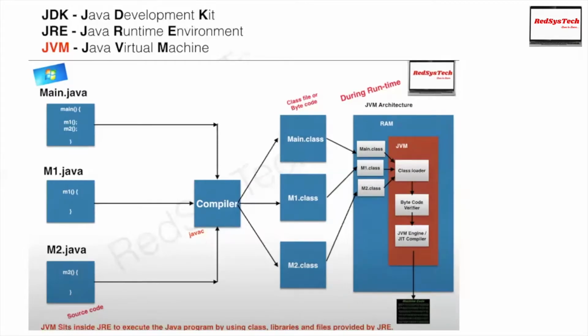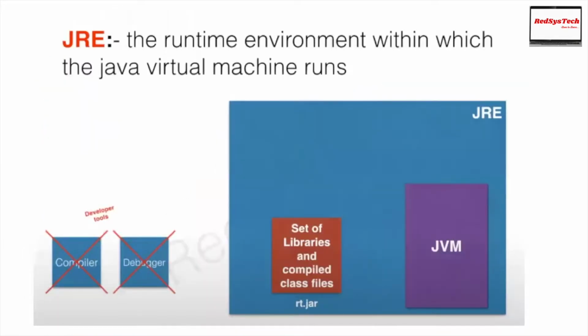Now we will talk about JDK and JRE. JRE is nothing but the runtime environment within which the Java virtual machine sits. When I say the JVM sits in the RAM, in your RAM the JRE will be there, and within that JRE you have the JVM, and along with that you have a set of libraries. These libraries were already developed by Sun Microsystems, which was later acquired by Oracle, and they are system files used to load the classes and convert them into machine code using JIT compilers and so on.